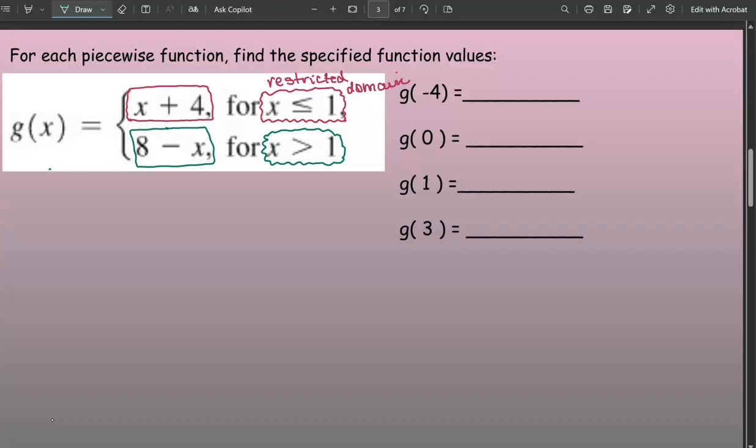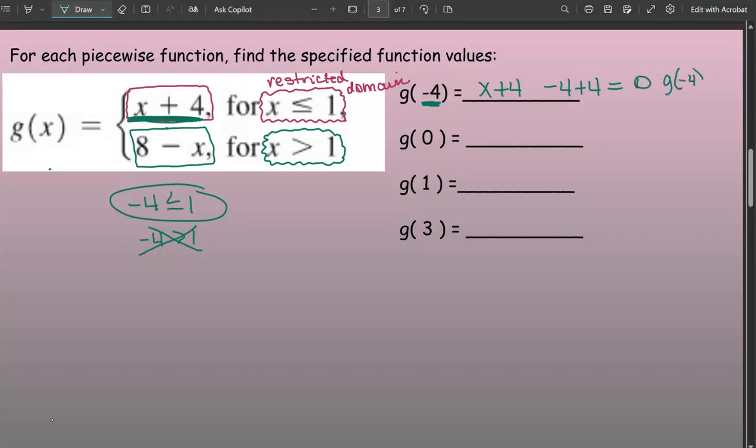And so when we come over here and we're looking for g of negative 4, we have to decide, where does that negative 4 fit in? Is negative 4 less than or equal to 1? Or is negative 4 greater than 1? Well, we know that it's less than or equal to 1. And so that's when we're going to use the x plus 4 function. And we're plugging in negative 4 for x. So g of negative 4 is 0.